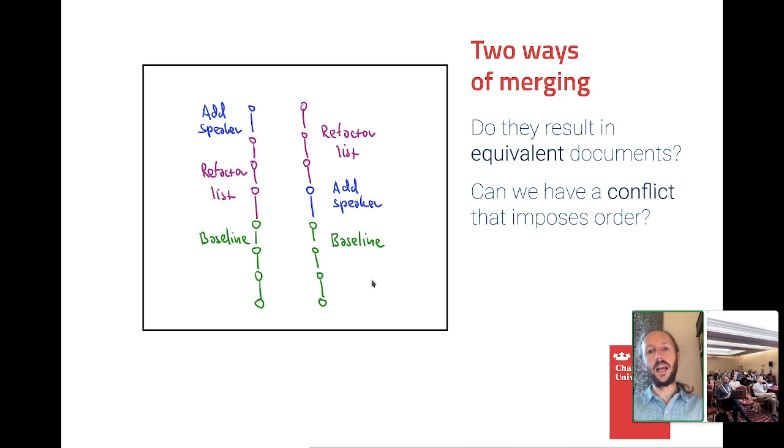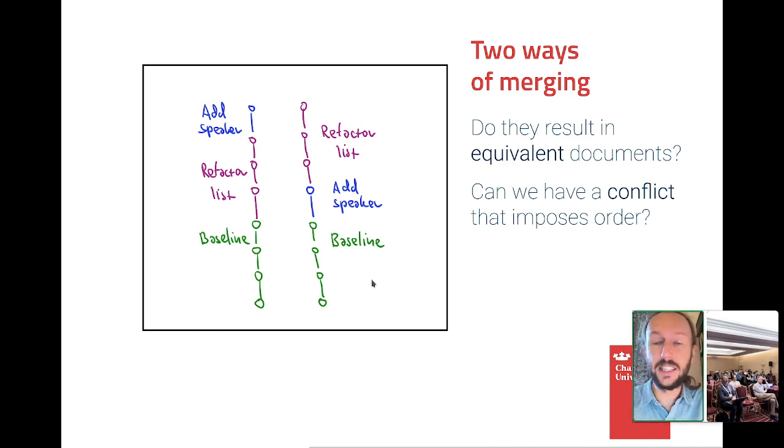And for the second edit, like on the left, the adding a speaker, that has to be transformed to be consistent with the refactoring that's happened. On the right, we add a speaker, and then the refactoring has to be consistent with adding the speaker.